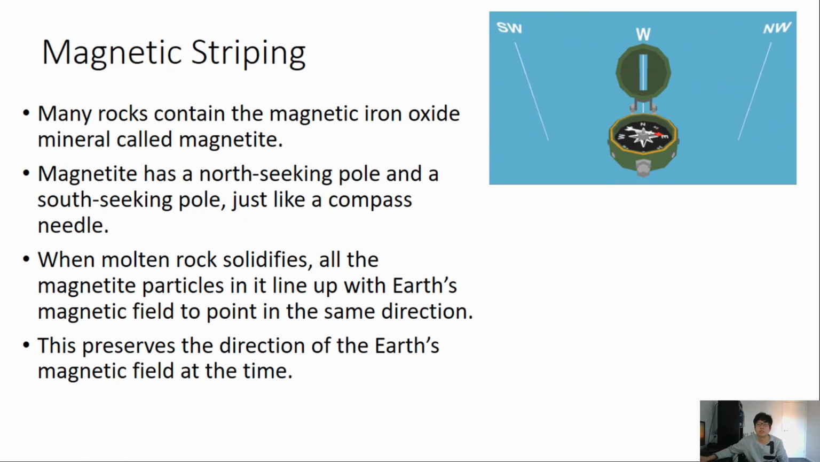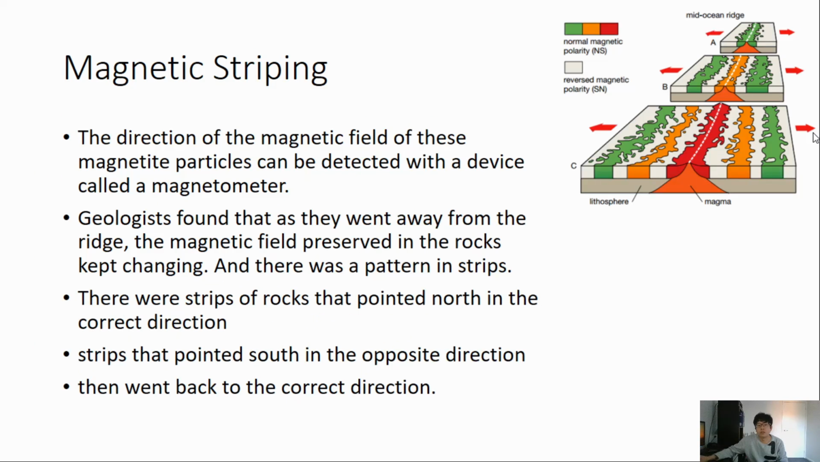However, when the molten rock solidifies, the magnetic particles will stop just like that, and the particles will all line up with the Earth's magnetic field to point north. So this captures the Earth's magnetic field at the time. The direction of the magnetic field isn't visible to the human eye. You need something called a magnetometer.